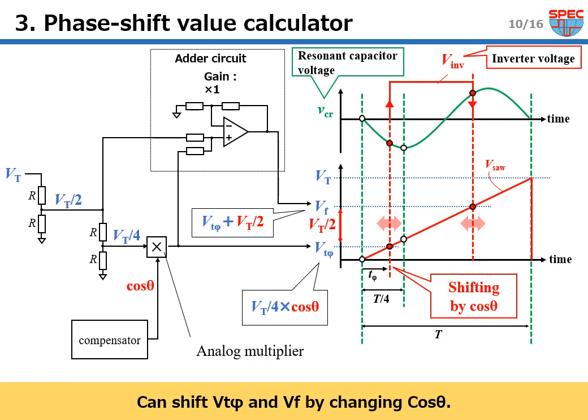Thirdly, I'll explain the phase shift value calculator. The Vt phi is a quarter of Vt multiplied by cos theta and calculated with an analog multiplier. Besides, Vf indicates the timing of the falling edge, so add a half of Vt to the shift value Vt phi. Therefore, this circuit can shift Vt phi and Vf by changing cos theta.